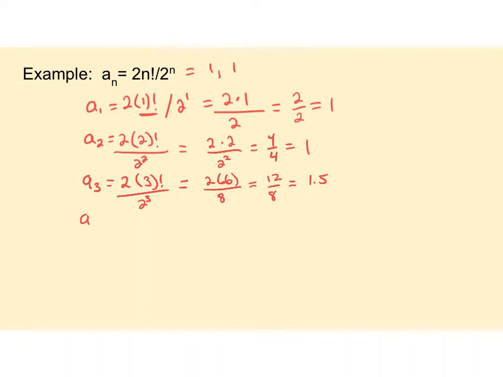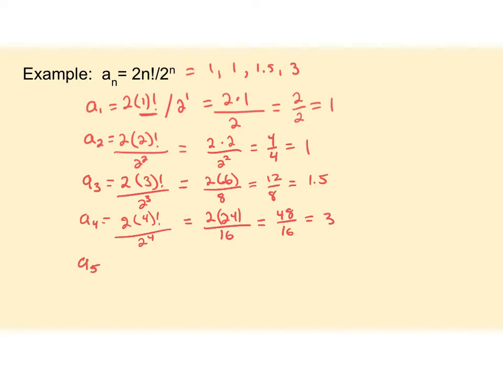Next, we want to do the fourth term. So that would be 2 times 4 factorial over 2 to the fourth power. When you're doing that one, you're going to do 2 times 4 factorial. Well, 4 factorial is 4 times 3 times 2 times 1, which will be 24, over 2 to the fourth power, which is 16. So 2 times 24 is 48 over 16, which is equal to 3. So my third term is 1.5. My fourth term is 3.